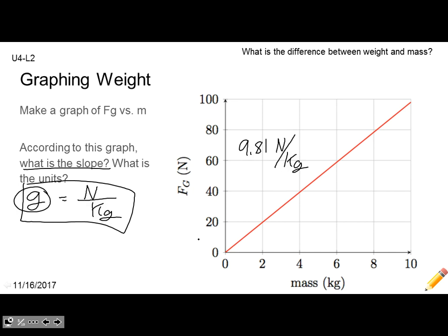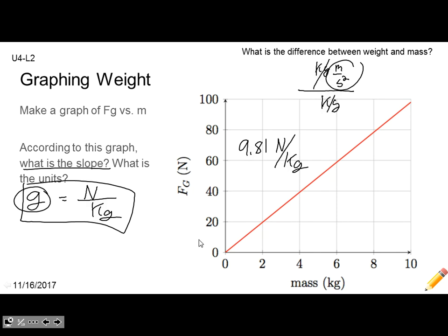Yeah, so what is a Newton equal to? A Newton is a kilogram meter per second squared. So if I divide it by a kilogram, meters per second squared is what I'm left with. It's really common to write these units that if you cancel them down, you'd get something else.